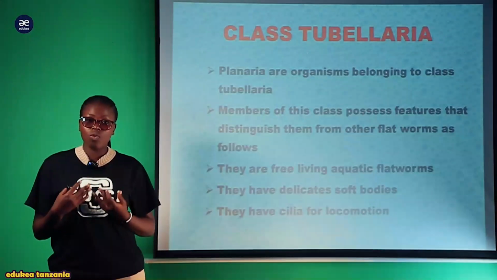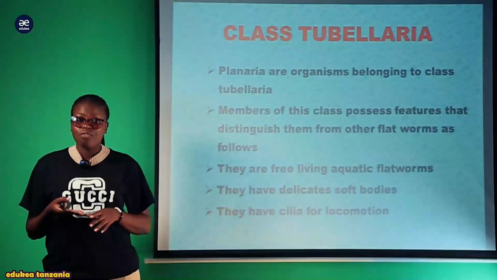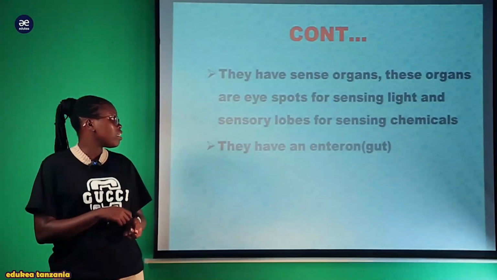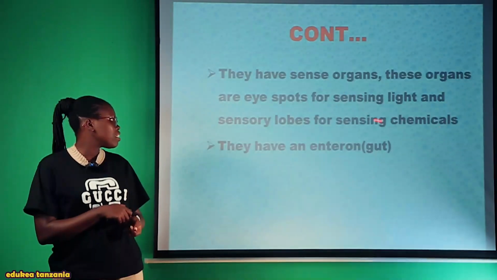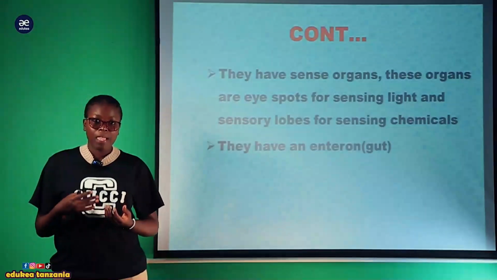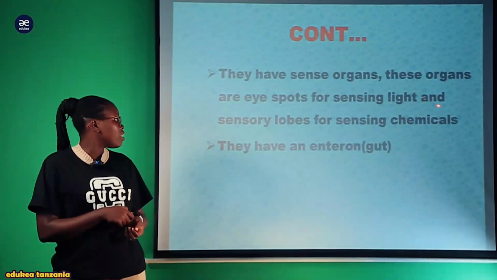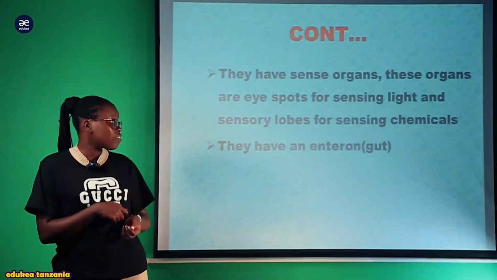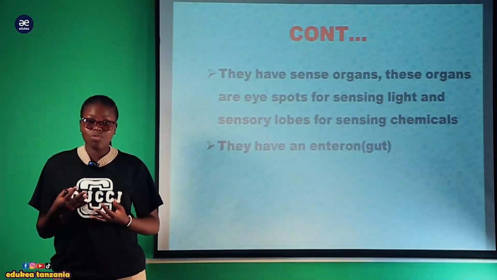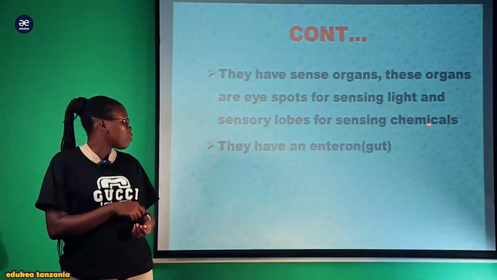Locomotion involves movement of the whole body of the organism from one place to another in search of food, in search of a mate, for avoiding predation, and others. They also have sense organs: eye spots for sensing light, including the light of different predators, and sensory lobes, which act as chemoreceptors for sensing chemicals.